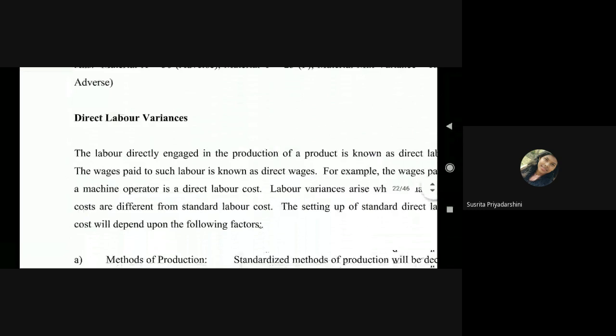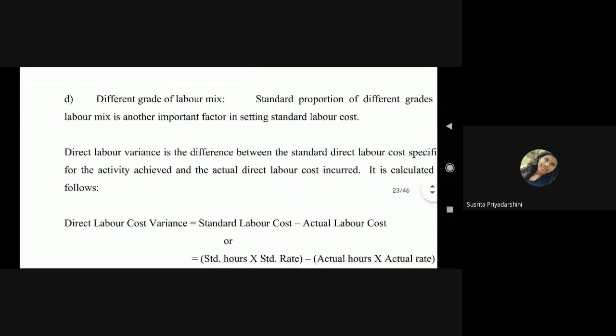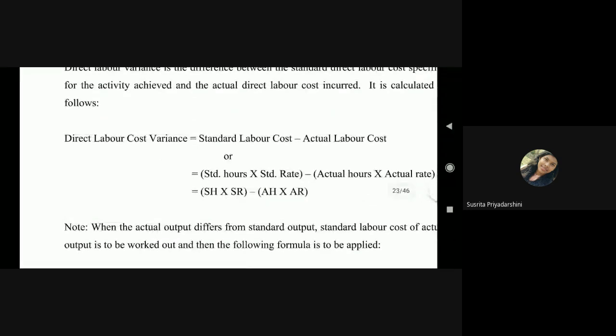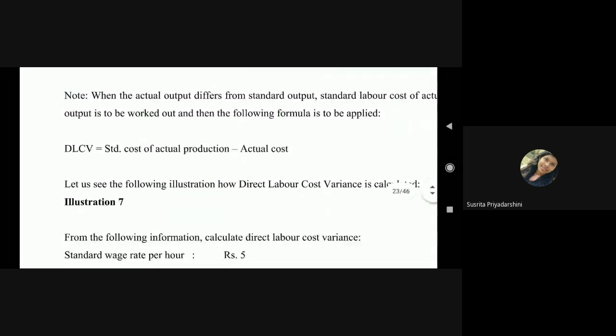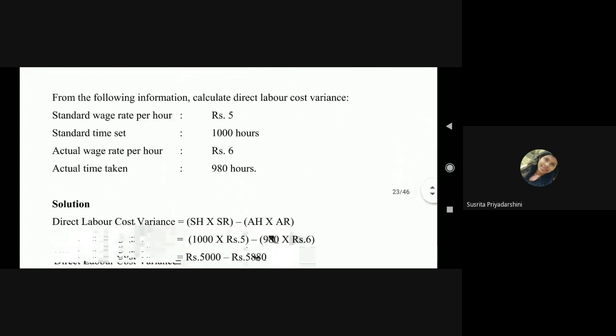This is the labor variance. Okay. Labor cost variance is given here. So standard labor cost minus actual labor cost. So standard hours multiplied by standard rate minus actual hours multiplied by actual rate. So just like the material cost variance, here it is direct labor cost variance. So you can multiply the standard labor hours multiplied by hourly rate minus actual hours multiplied by actual rate per hour. So this is the question, you can find it here.